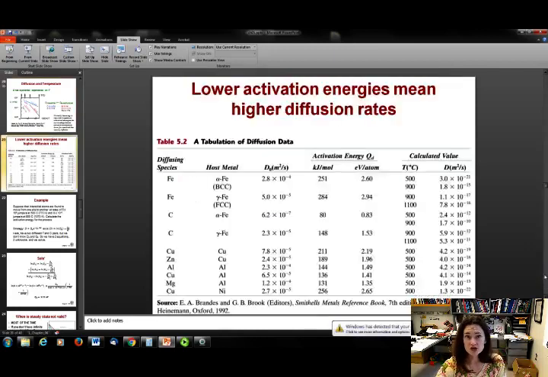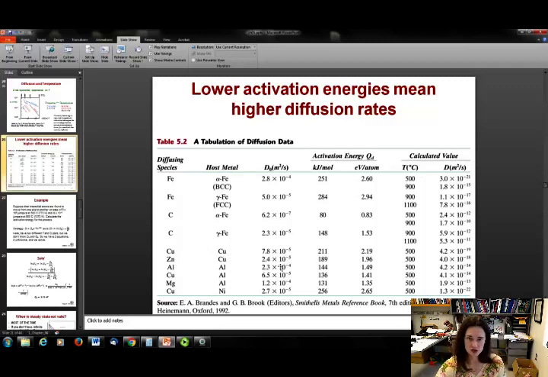There's a table in your book, Table 5.2, that lists the values of D naught that you would plug into that equation, D naught e to the minus Qd over RT, and also the activation energies that have been determined experimentally for these various pairs of diffusion. So here's the diffusing species on the left. That's what's diffusing. In the second column, it gives the host metal. So here you have carbon. That's what's diffusing through the iron.